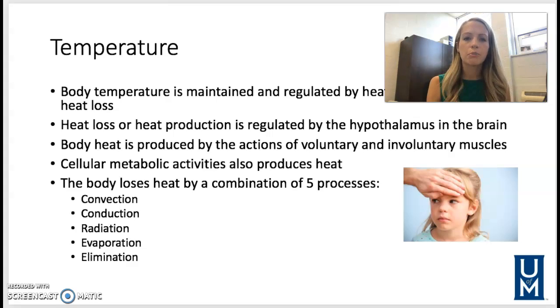And just note, in our book it also tells us the 5 processes that our body actually uses to lose heat. And those are convection, conduction, radiation, evaporation, and elimination. I'm not going to go into too much detail here about those, but know that they have those in your book, and those are the 5 different ways that we are continually losing heat through our bodies.